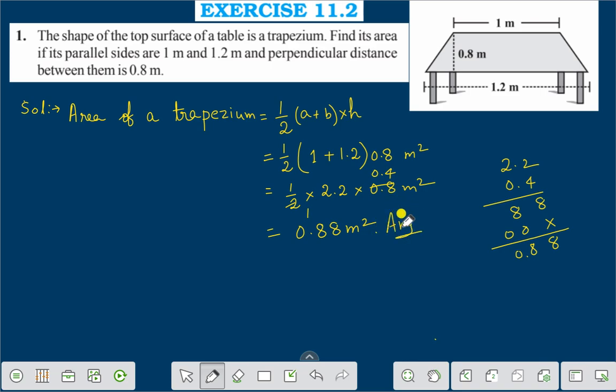Again, we are explaining that area of a trapezium is equal to half into (a plus b) into h. A plus b are the sum of the parallel sides, and h is the height, that is the distance between the parallel sides, that is 0.8. Therefore, (1 plus 1.2) into 0.8. After calculation, we are getting 0.88 meter square. Therefore, area of this trapezium is 0.88 meter square.